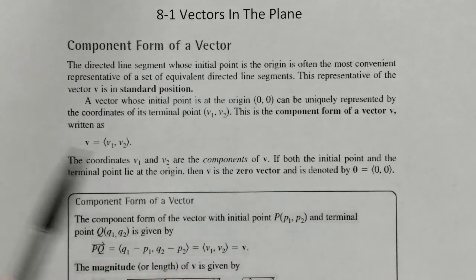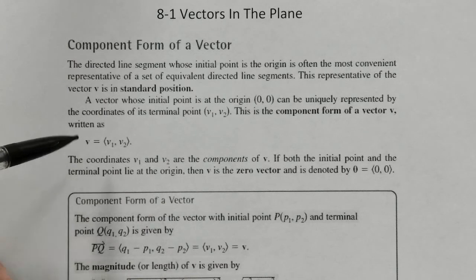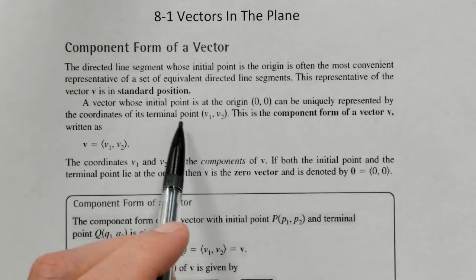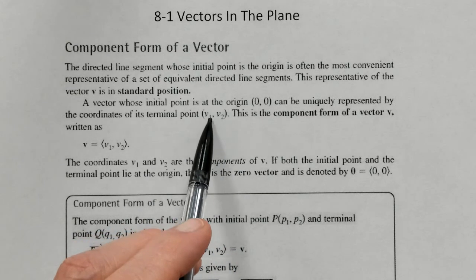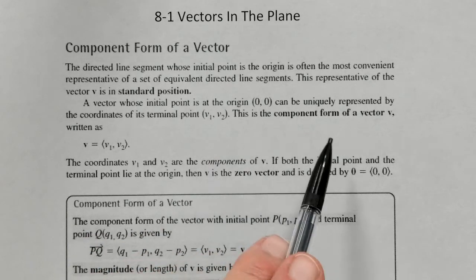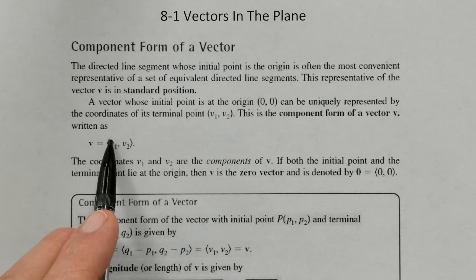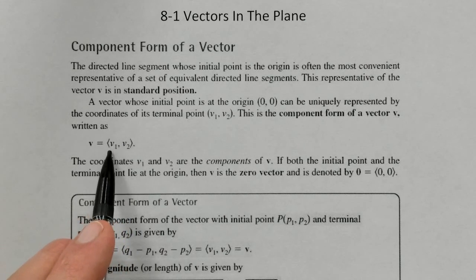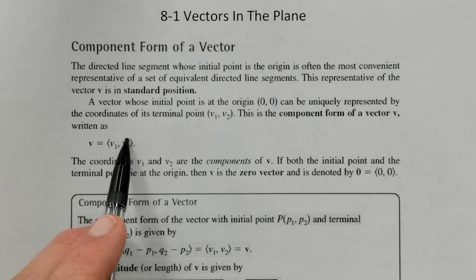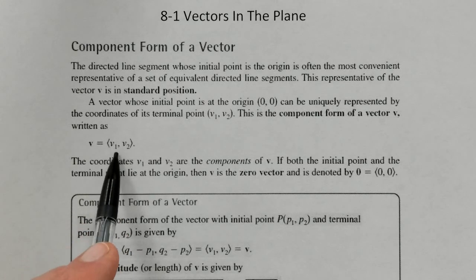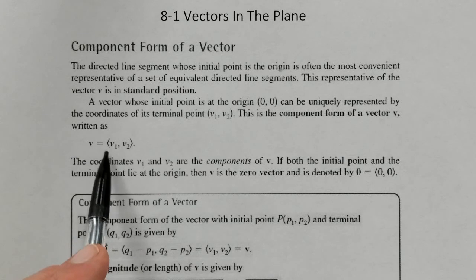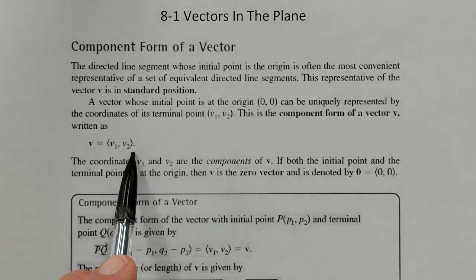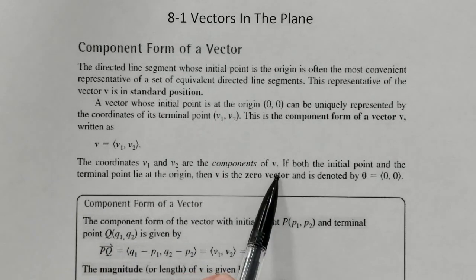And the component form of the vector looks like this. Here's the notation. If it's in standard position where its initial point is at the origin, then the terminal point has these coordinates, v1, v2, and you can write the component form of that vector as, and notice the symbol for the component form, it's not a bracket or a parenthesis. It's almost like a sideways V. The component form for that vector in standard position would just be the coordinates of its terminal point, v1 and v2. So v1, v2 are considered the components of v.